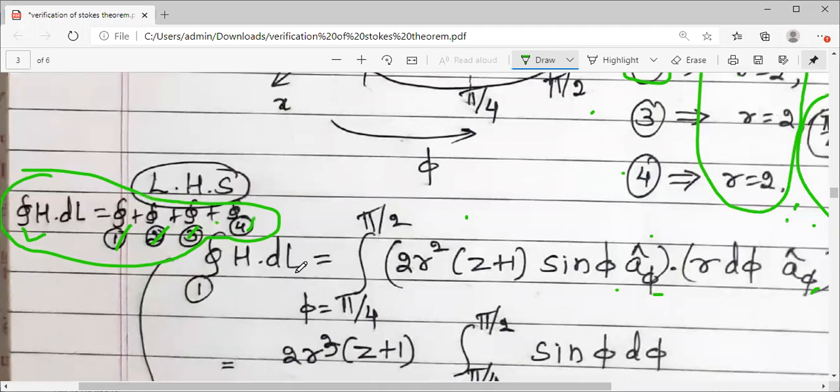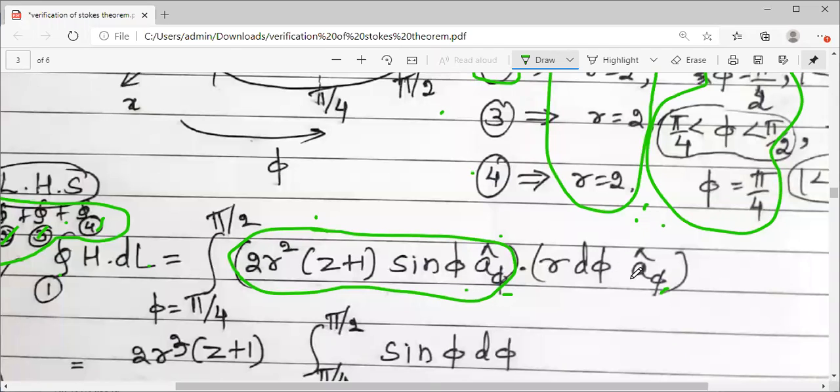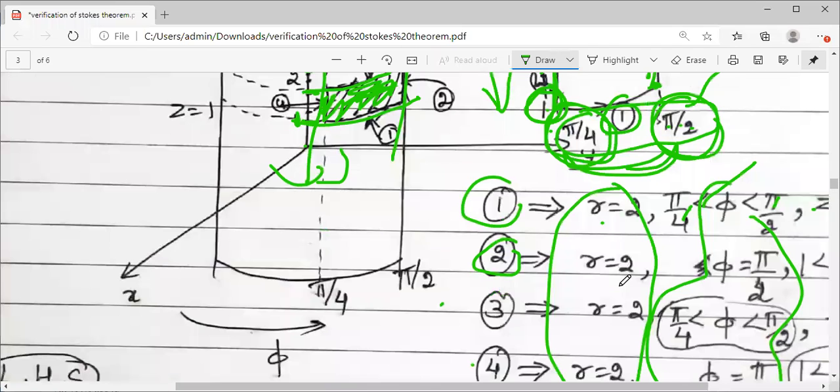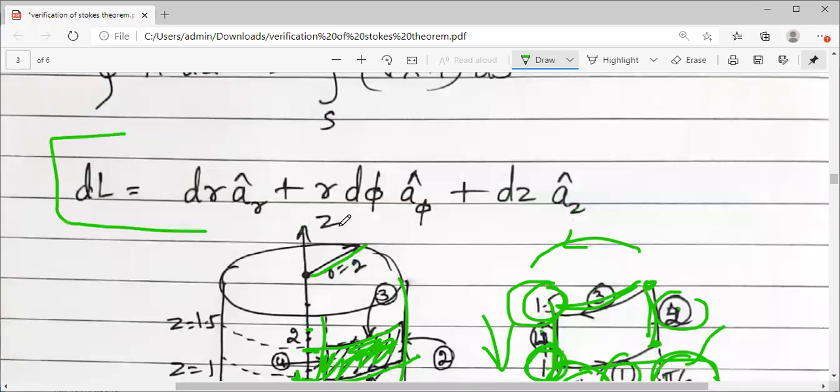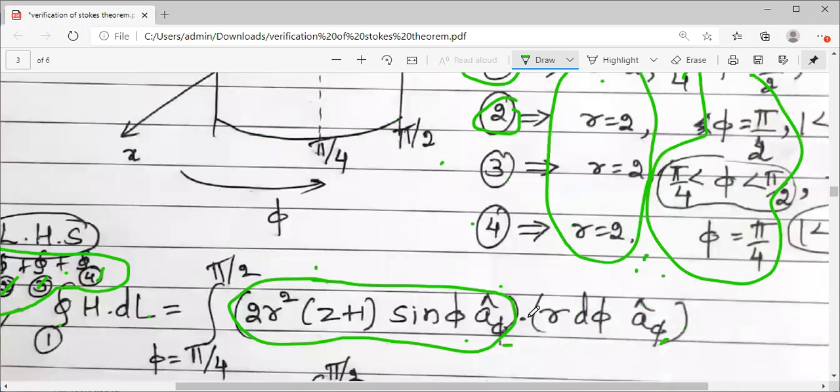See, H dot dl. H is given in this way. What is dl? dl is r d phi a phi. How did I get that? This is the dl in the cylindrical coordinate system. I have given you this list of dl for cylindrical, spherical and rectangular while we were dealing with the potential and energy concept. So in the phi direction, it is r d phi a phi. Obviously for the dot product to exist, it should be a phi.